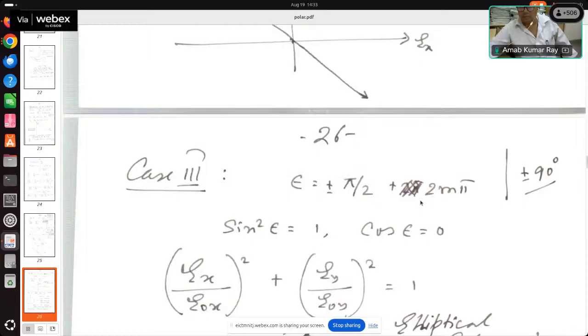So that is how it happens. When you have plus minus pi by 2, or plus minus 90 degrees, sine squared epsilon will be equal to 1. For sine 90 degrees it is plus 1, and for sine minus 90 degrees it is minus 1, but the squaring will kill the effect of that minus plus difference. But cosine will be 0.